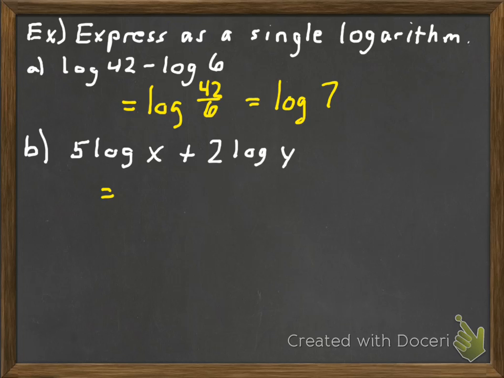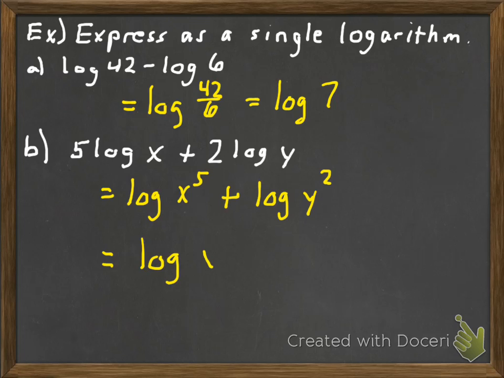All right, so 5 log x is going to become the log of x to the 5th power. And then we'll write our addition sign. 2 log y is going to become the log of y to the 2nd power. And now we have a sum of two logarithms, and neither logarithm has a coefficient. They both have the same base. We can then write that as log of x to the 5th y squared. Make that sum of two logarithms into a logarithm of a product using the product property.